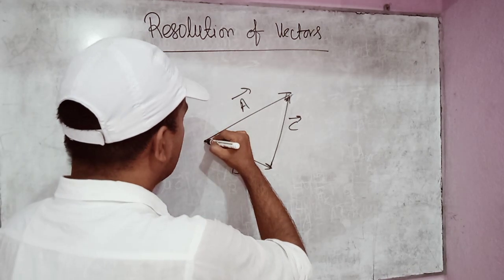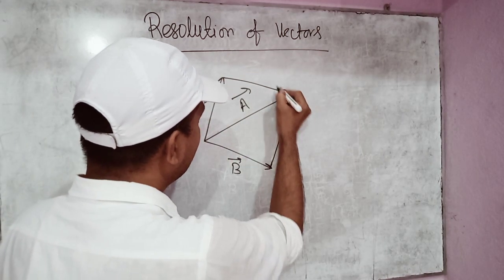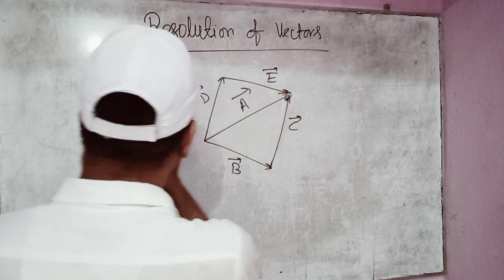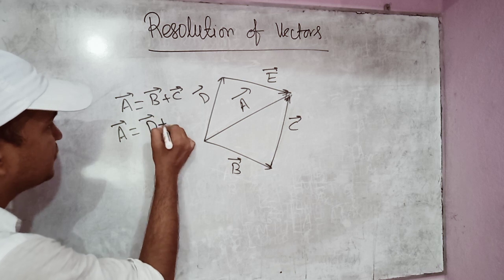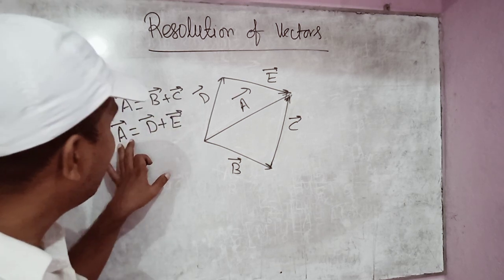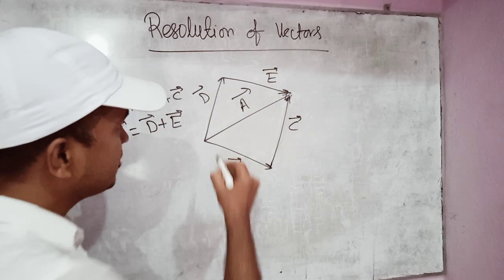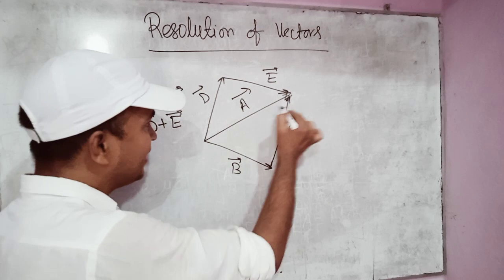Likewise, let this be a vector D and this be a vector E. So vector A is equal to vector D plus vector E. So we have resolved vector A into vector D and vector E because from the triangle rule of vector addition, vector D plus vector E is equal to vector A.